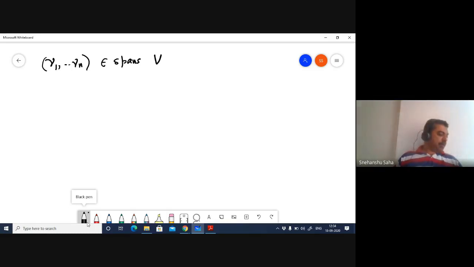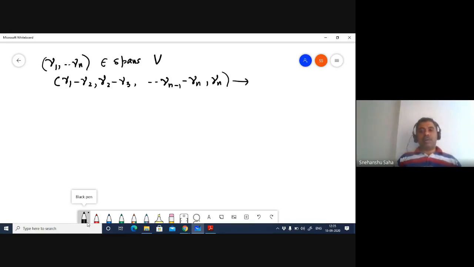Okay. Then what do you think about gamma 1 minus gamma 2, gamma 2 minus gamma 3, gamma n minus 1 minus gamma n, and gamma n. Okay, will this also span V? What do you think?